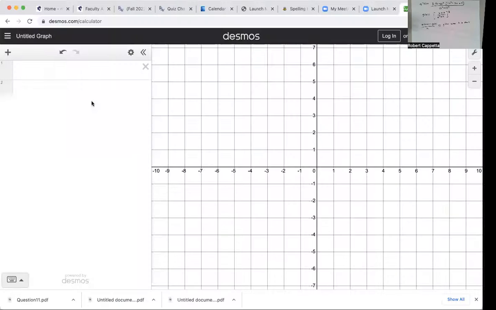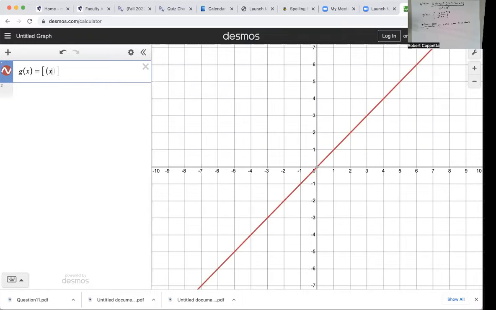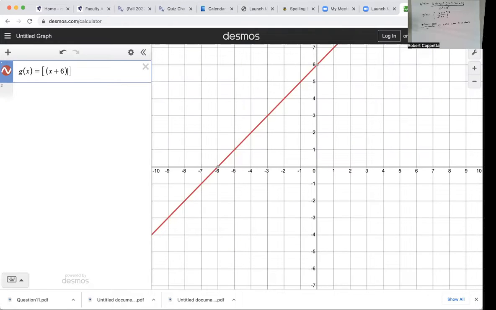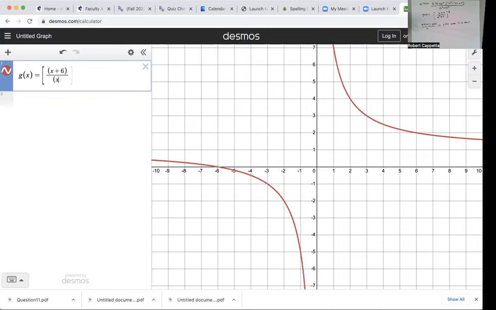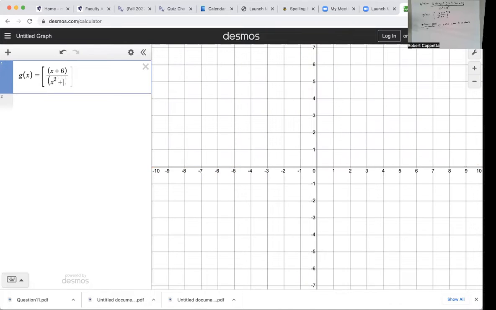To Desmos we go. My original function, g of x, was x plus 6 divided by x squared plus 2 all to the 3rd power. So a little tricky to do this. Let me do it this way. x plus 6 divided by x squared plus 2, and that whole thing is raised to the 3rd power.